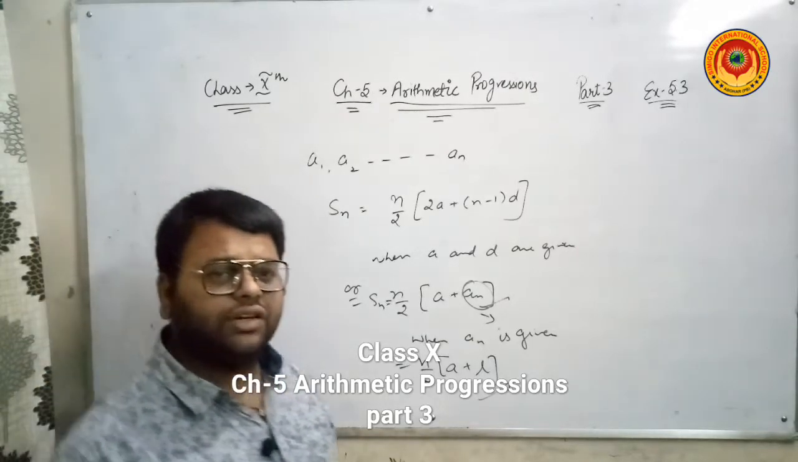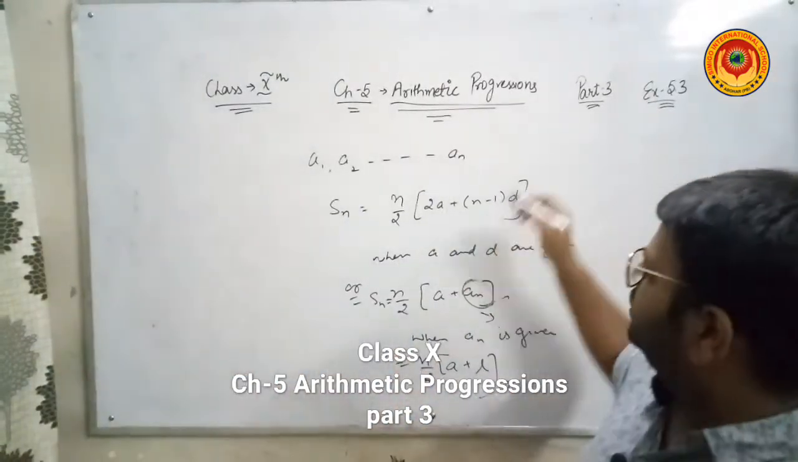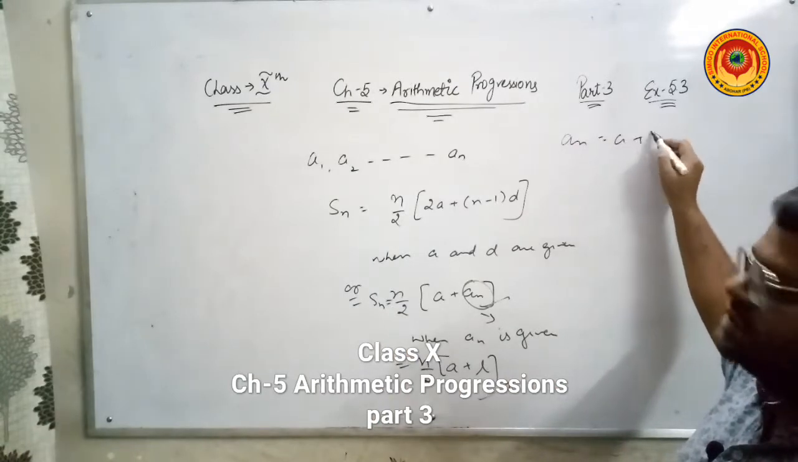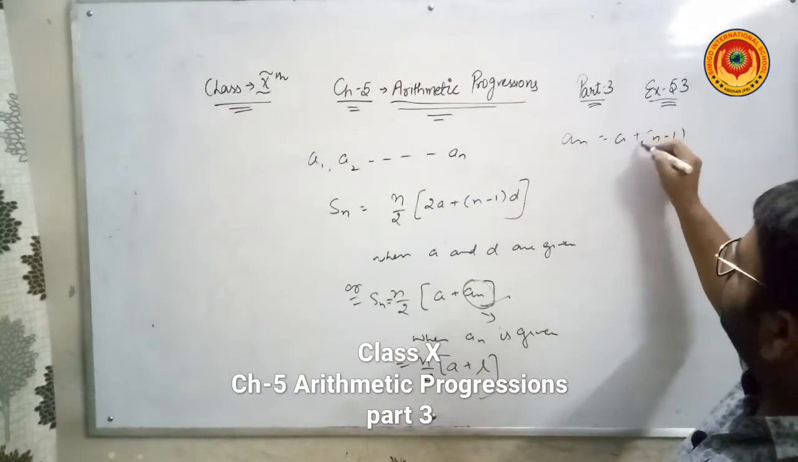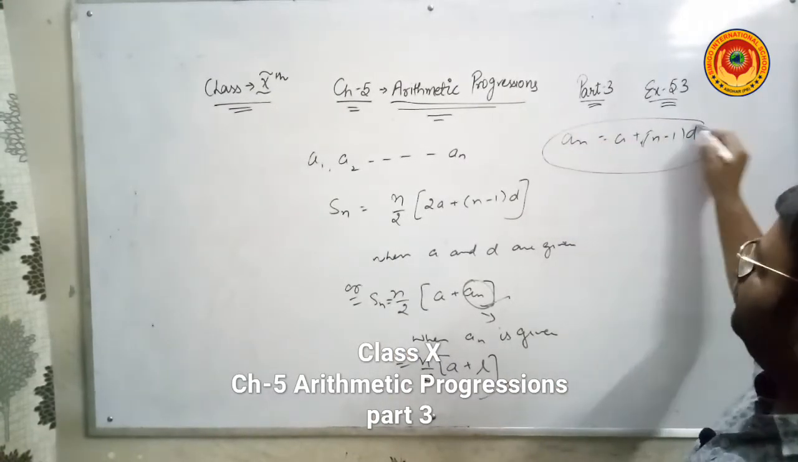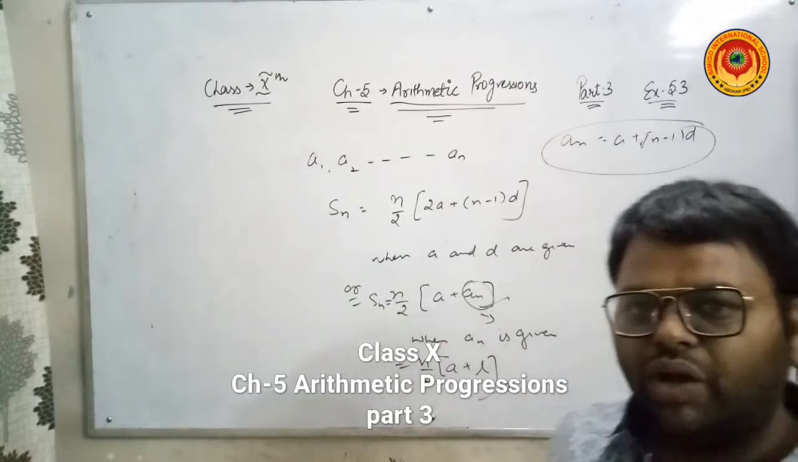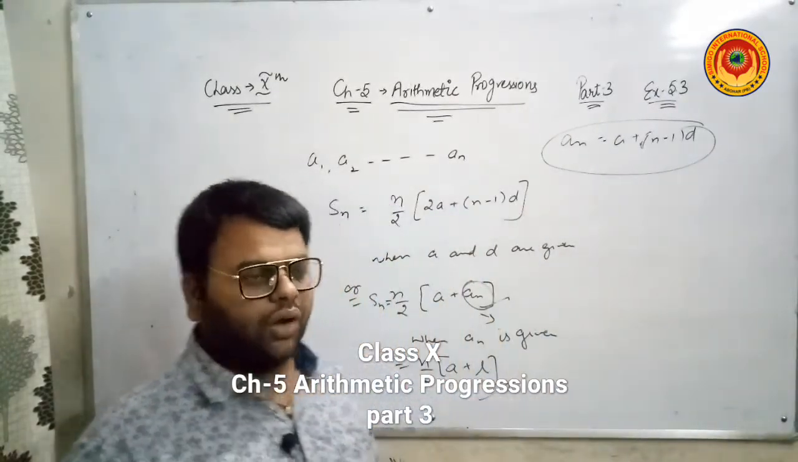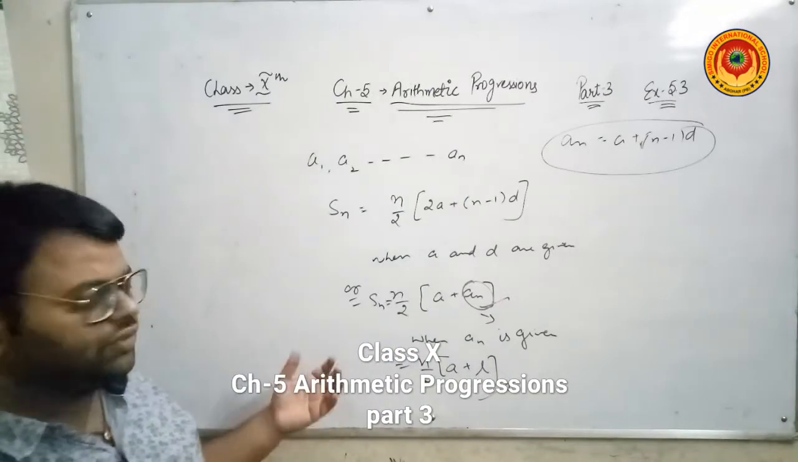If anybody asks to find the nth term, that means an, what's the formula for that? a plus (n minus 1) into d. This formula you have already done in 5.2, that means in the second video. Now we are going to discuss the questions related to the sum of the terms.